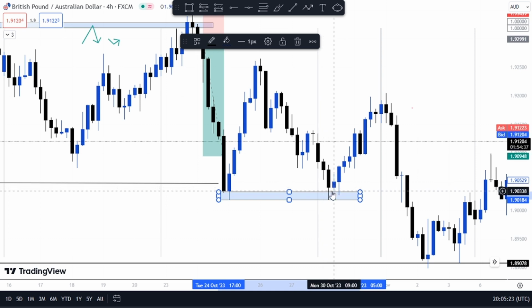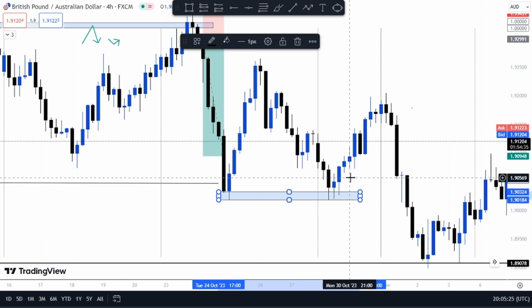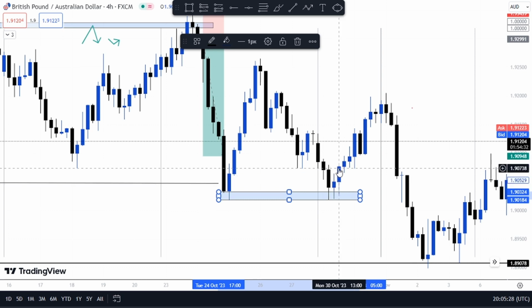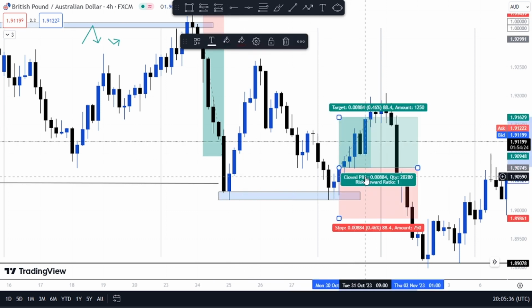Okay, so this is perfectly what I wanted. So looking at getting this bullish engulfing candle, then I will consider a buy position here. Okay, I will consider a buy position here.